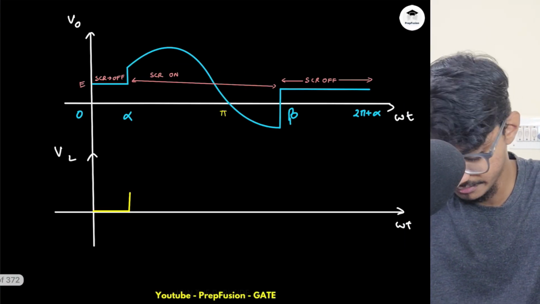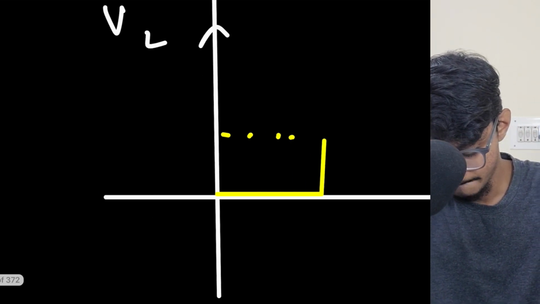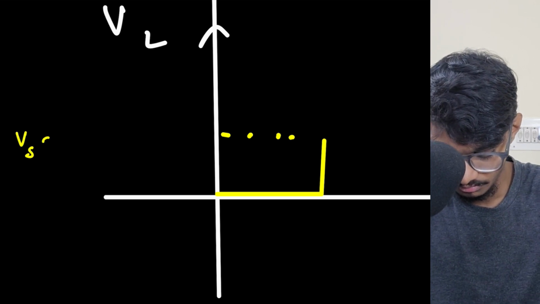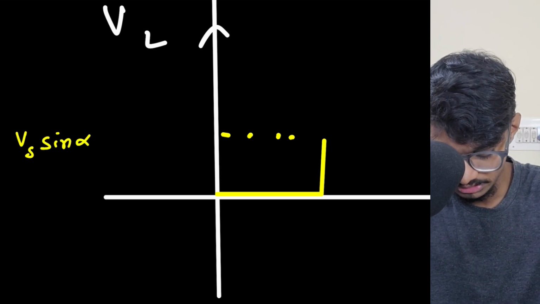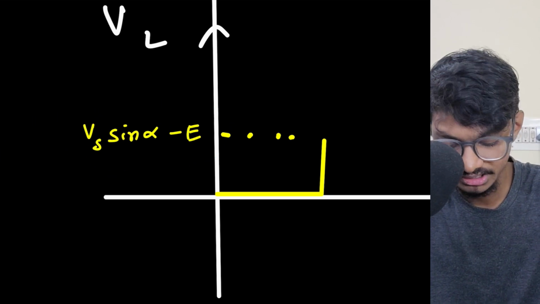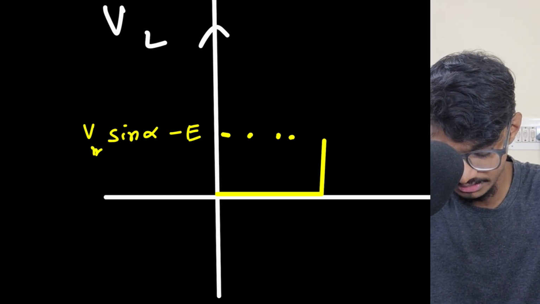That is with this value, right? I will tell you the exact expression for this value. This is simply Vs sin alpha minus E. Okay, this value is simply Vs sin alpha minus E, because at alpha, not Vs, sorry, Vm sin alpha, the SCR is getting triggered.